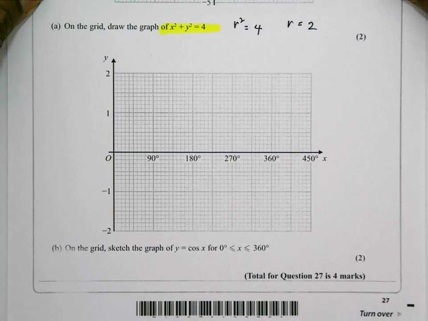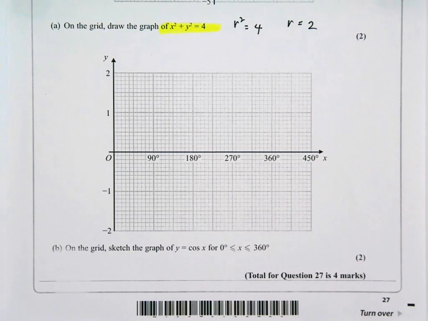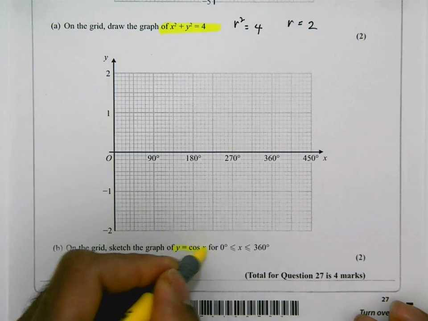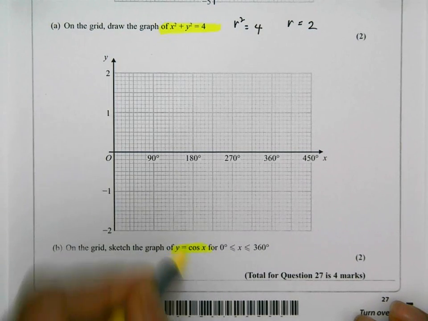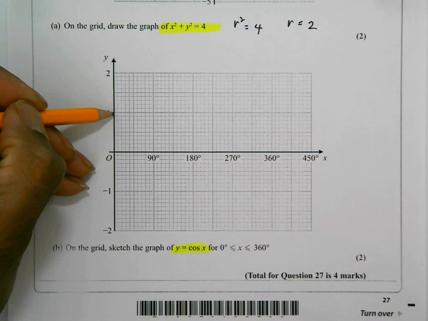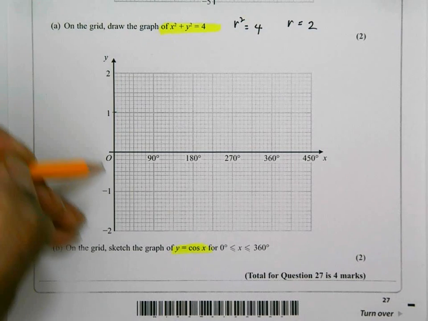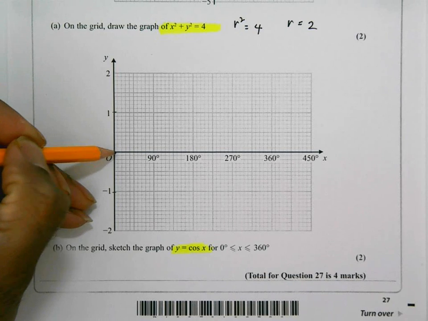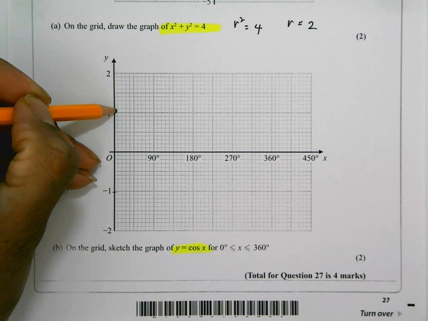In part B, the question says, on the grid, sketch the graph of y is equal to cos of x. Now this is something that you just need to know, right? You need to know the shape of the cosine graph, and the cosine graph actually exists only between +1 and -1. And you need to know a couple of key points. The fact that cos of 0 is 1, so it's going to go through that point there.